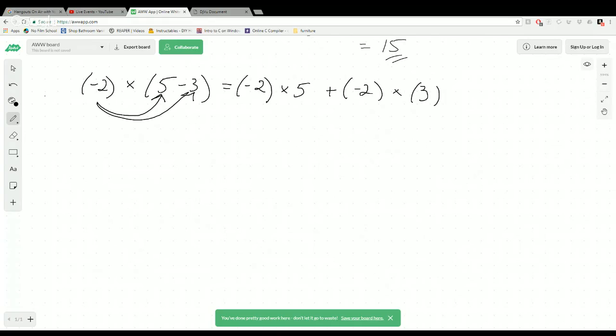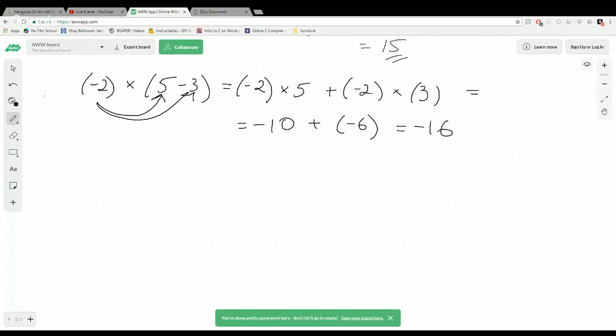Okay, now Richard says, I know negative 2 times 5 is negative 10. And I know that negative 2 times 3 is negative 6. And so Richard says my answer is negative 16. Now the book tells us that Richard is incorrect. This is not the correct answer, and the question is, where did he go wrong?